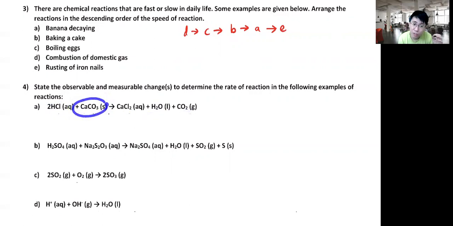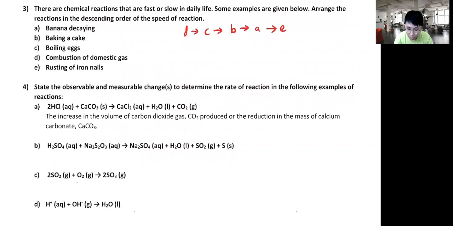So definitely CaCO3 will decrease against time. You can actually measure its mass, or you can collect the gas. Once you have the volume of gas and the time, you can find your rate of reaction. So definitely the increase in the volume of carbon dioxide gas is one of the answers, or the reduction in mass of calcium carbonate. Either one of these can be used to find your rate of reaction.